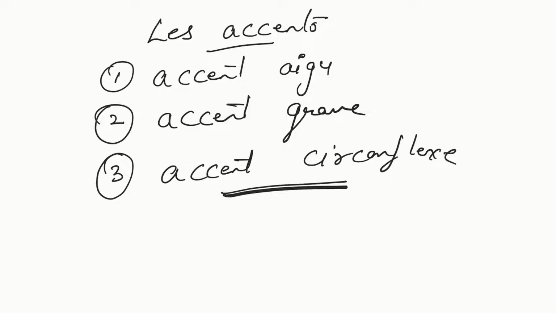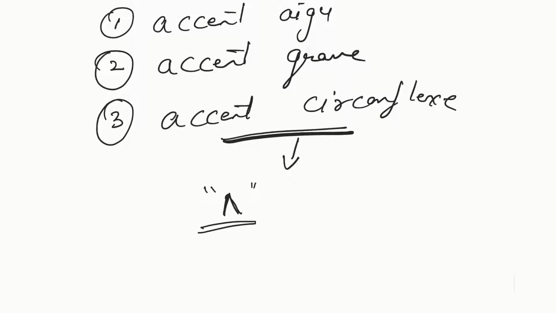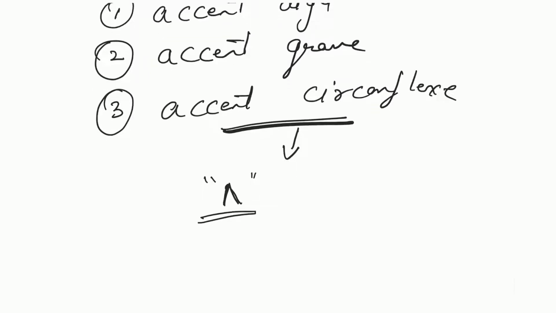Accent circonflexe. And the sign of accent circonflexe is like this, a small hat. It looks like a small hat. And in French, l'accent circonflexe est comme un chapeau sur la tête. As I told you, a small hat. Chapeau means hat. Sur la tête, on the head. Okay? And this small hat is coming on these letters: A, E, I, O, U. And the sign is like this. Okay? So I'm putting the accent circonflexe sign.